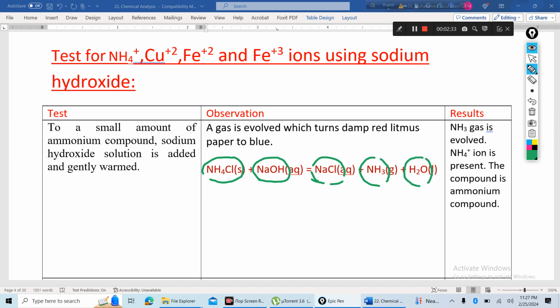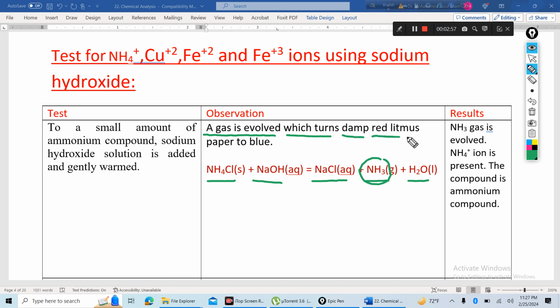When ammonium compound reacts with sodium hydroxide, it produces sodium chloride, ammonia and water. And you know, ammonia is an alkaline gas. So the observation will be a gas is evolved, which turns damp red litmus paper to blue. As you know, alkali turns damp red litmus paper to blue, so this alkaline gas will turn damp red litmus paper blue.